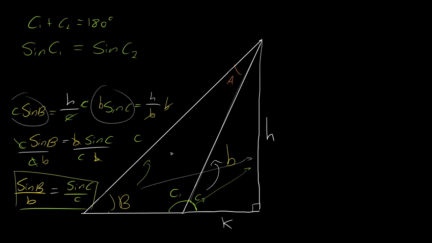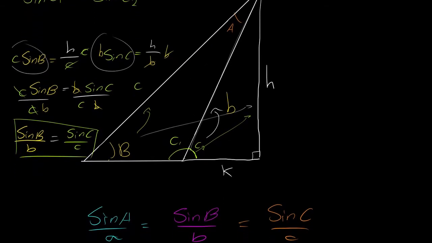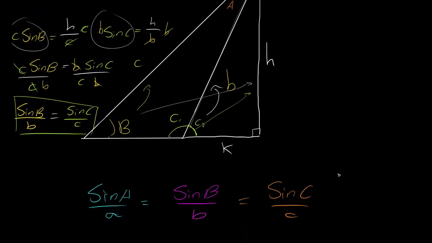Now, but we just derived earlier that sine of B over b is equal to sine A over a. So that means sine A over a equals sine B over b, which is equal to sine C over c. And that, my friends, is the sine law.